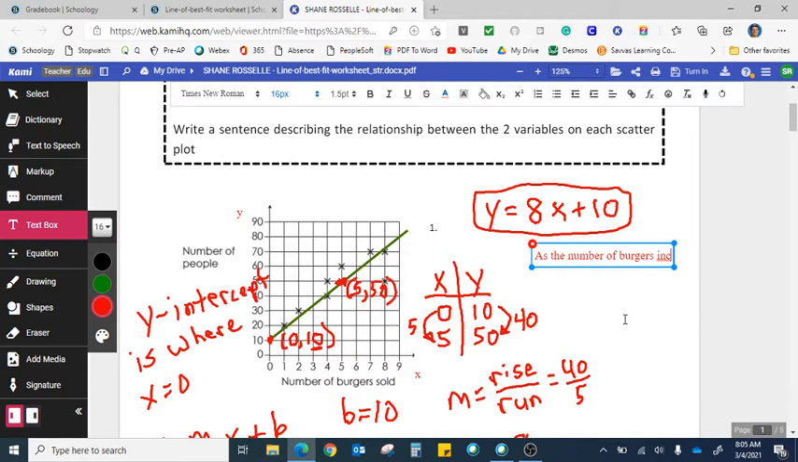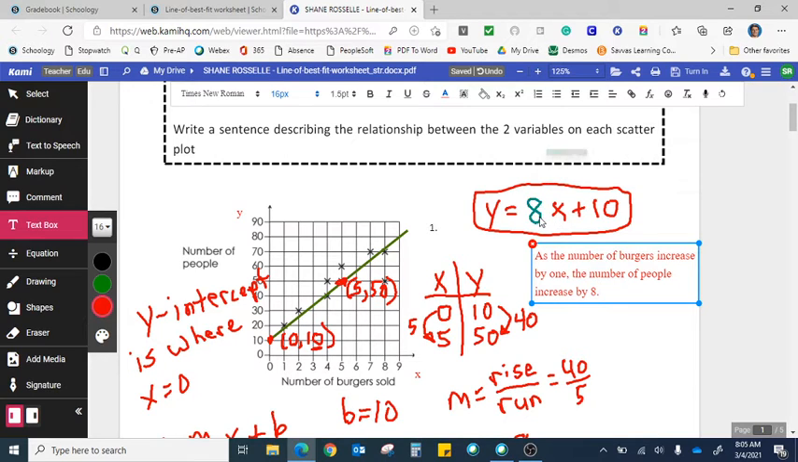the number of people increase by 8. Right? So as the number of burgers as x increases by 1, so think about it, if I plug in 1 here, then the y, the number of people, the y-axis, the y-coordinate, is going to increase by 8.